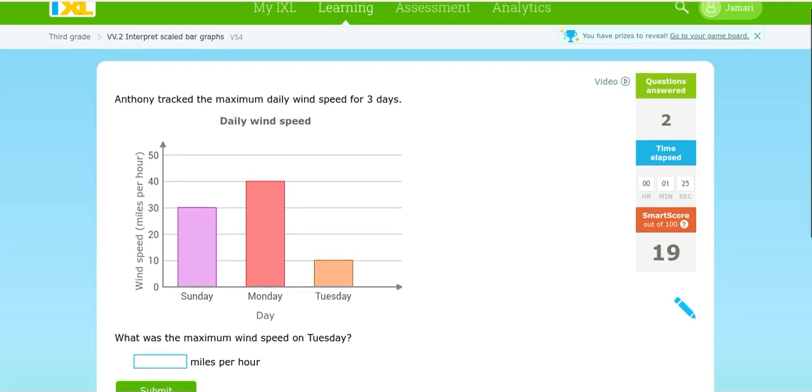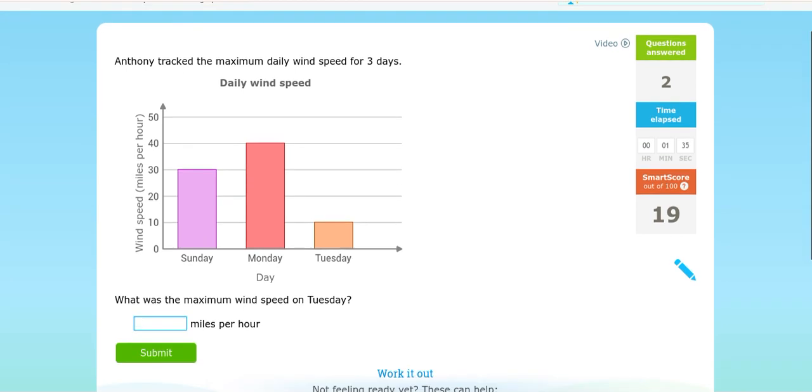It says Anthony tracked the maximum daily wind speed for 3 days. Daily wind speed, that's the name of the scale bar graph. We got some of the days of the week: Sunday, Monday, Tuesday. Oh, I forgot to tell you guys, on the top left, these are called scales, and the numbers indicate the values on each of these topics. So these are called scales, and these are very important to use on bar graphs.